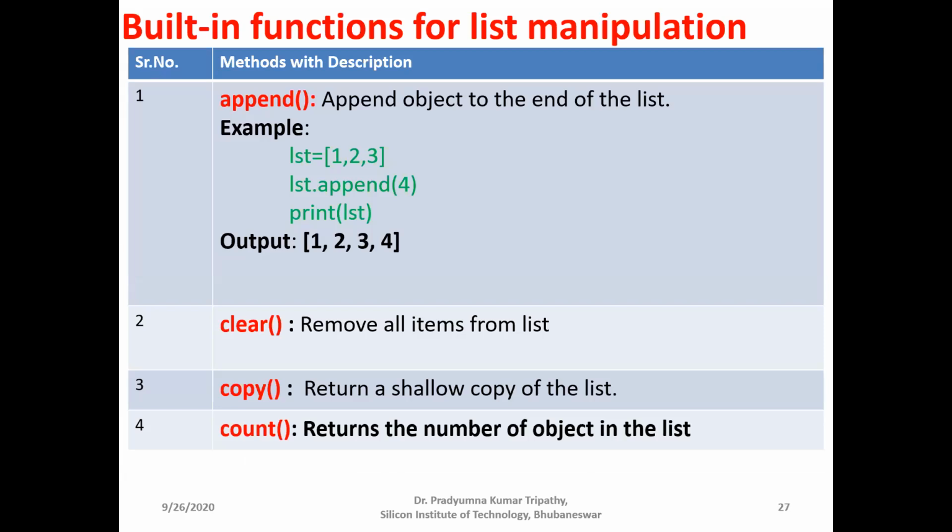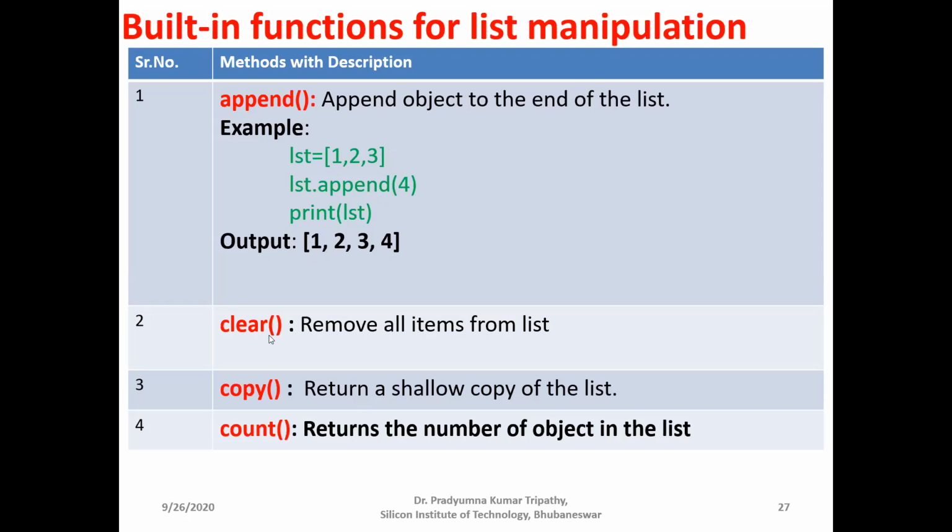For example, the append function appends the object to the end of the list. I have a list already there. If I give the append, that value will be appended at the end of the list. And if I give the print, then it will print that the item is added at the last.